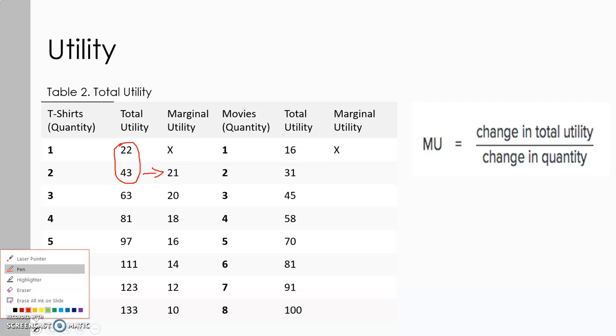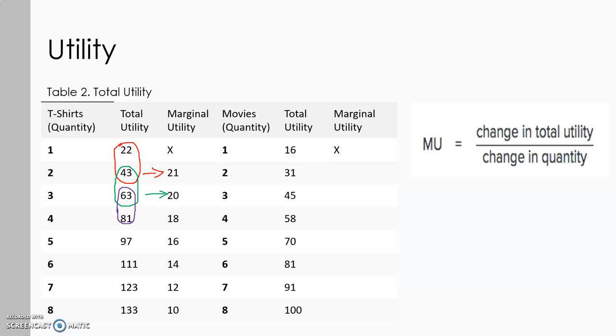Then, let me change colors here for greater clarity. For the third t-shirt, I went from 43 to 63. 63 minus 43 is 20. So I just subtracted the previous unit. Let's do that one more time. Let's go with lavender. Why not? For my fourth t-shirt, I had total utility of 63 from 3 t-shirts, 81 from a fourth t-shirt. So the fourth t-shirt is worth 18 utility points. Gives me 18 happy points.